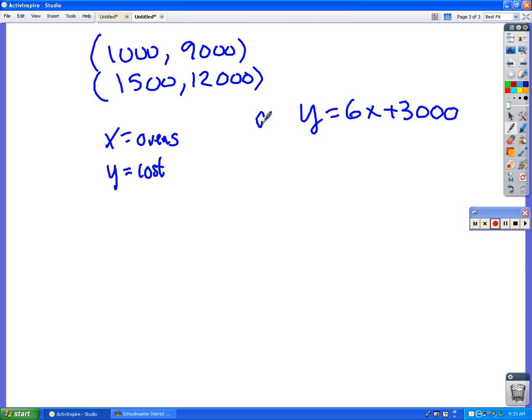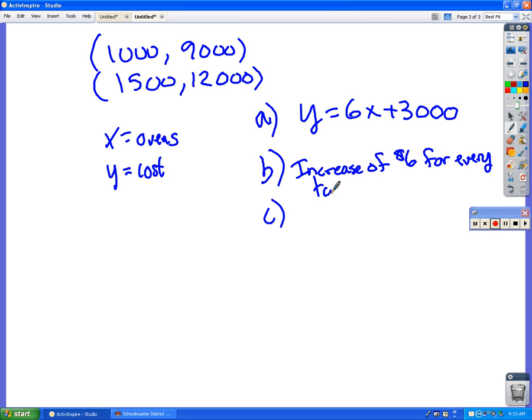So is that A? B, what does the slope represent? Yeah, that's the answer. Okay, was there a C? What does the slope represent? Right, an increase of $6 for every toaster.